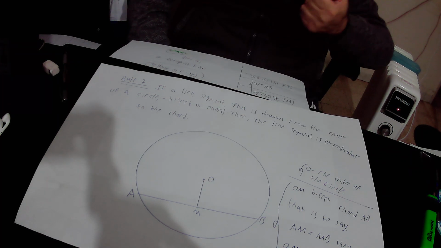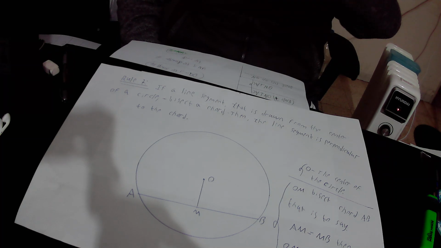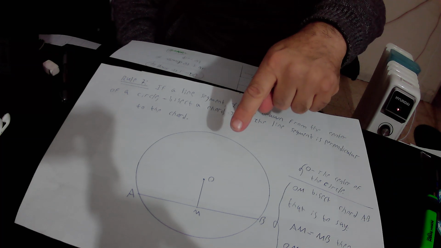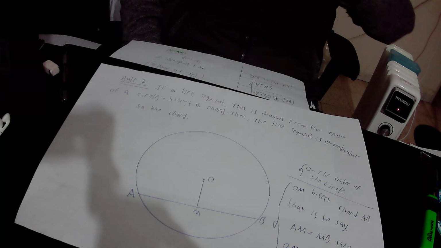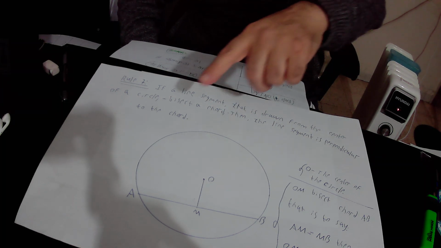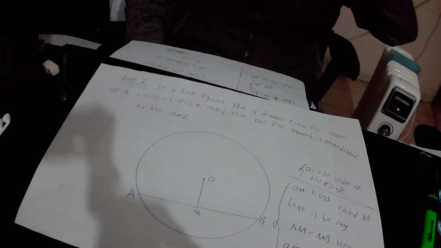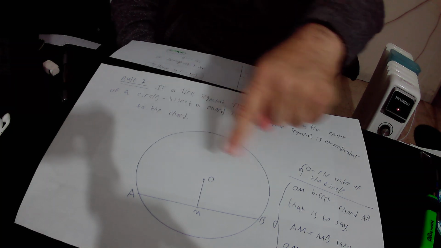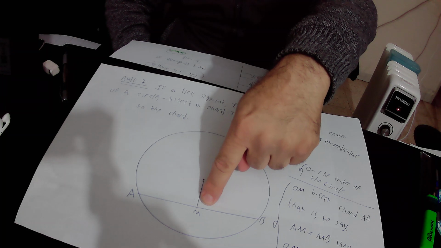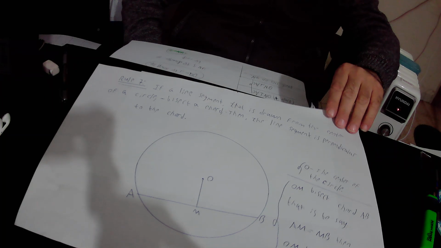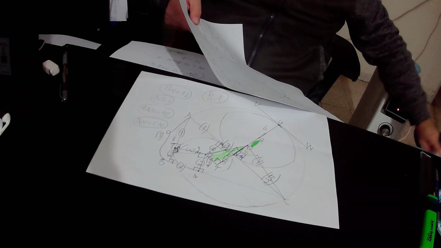So whenever we have a line segment from the center of a circle that bisects the chord, like in this drawing, line segment OM is from the center of the circle, that is to say from point O, and it bisects chord AB. That is to say AM equals MB. Then OM must also be perpendicular to AB. That is to say this angle equals 90 degrees and this angle also equals 90 degrees according to rule number 7. We can implement rule number 7 in our drawing.